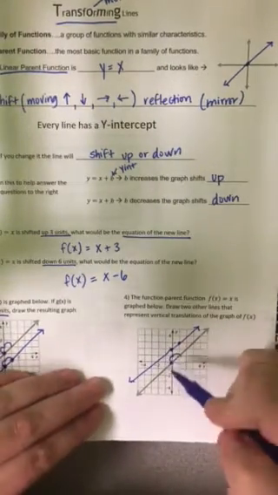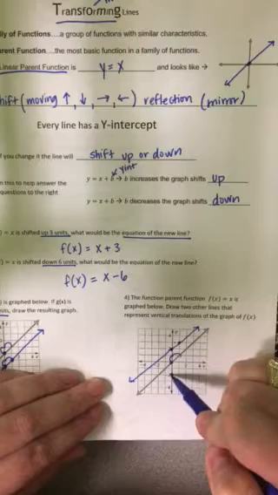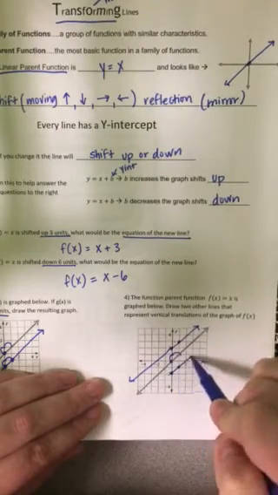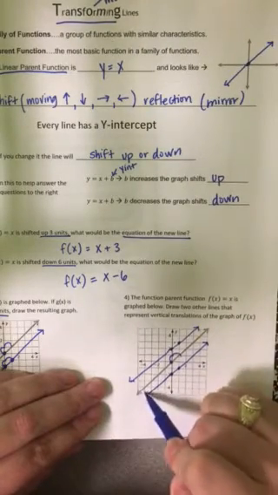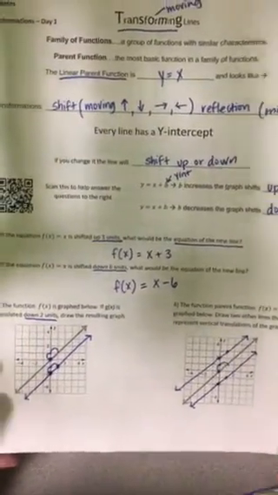Okay, and then you've got, let's say we're going to shift down 2. The slope's still the same, up 1 over 1. And there's my new line. Okay, so that's just what a shift is when you translate up and down.